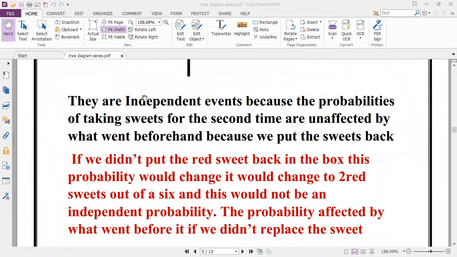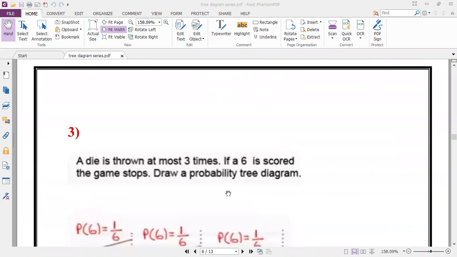Okay, they are independent. Why? Because the probabilities of taking sweets for the second time are unaffected. They are unaffected by what went beforehand, because we put the sweets back. And if we didn't put the red sweet back in the box, this probability would change. It would change to what? 2 red sweets out of what? Out of 6. Okay. Let's just have a look at this example.